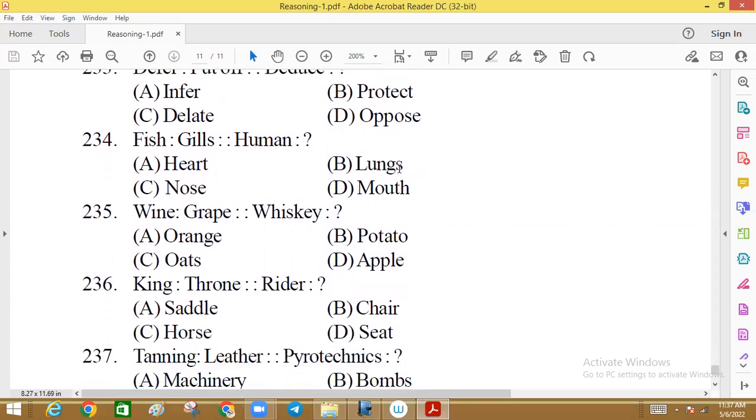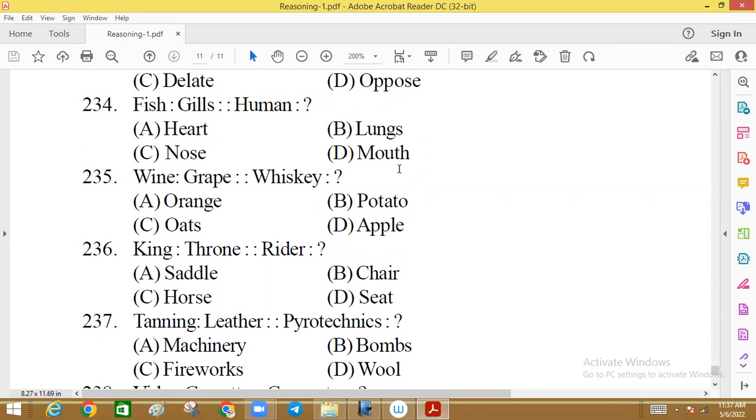Next, 234. Fish, gills. Human? No. Fish has gills as the respiratory structures. Humans have lungs as respiratory structures. See, sometimes in the exam, nose also will go for the correct answer.